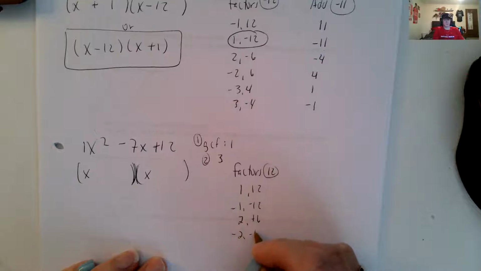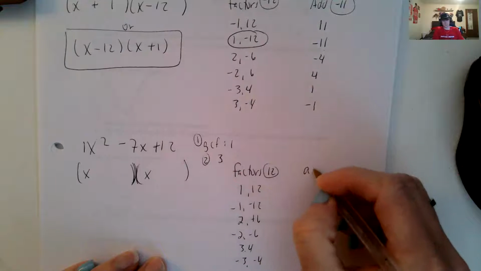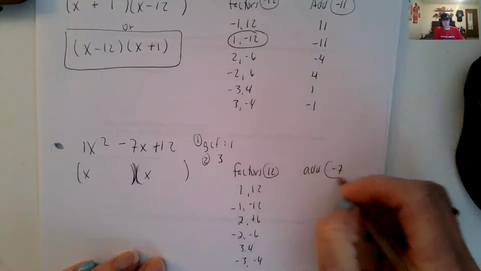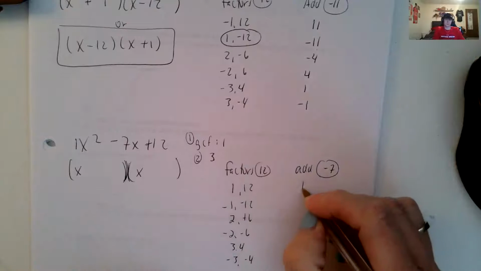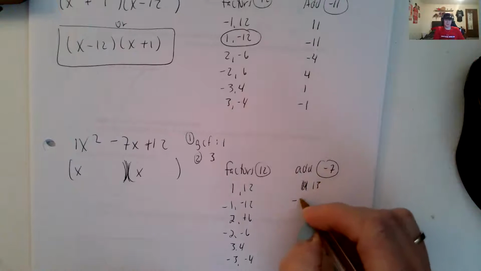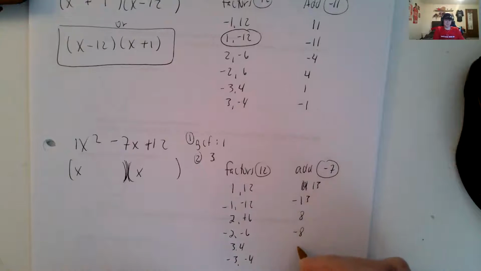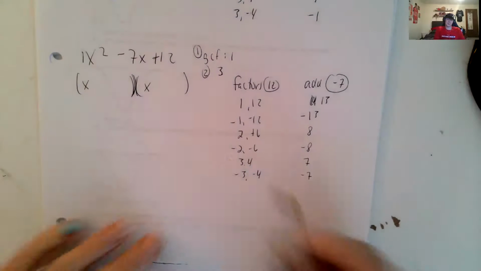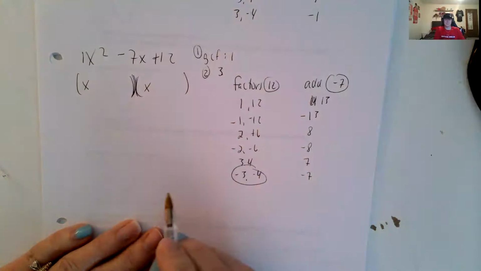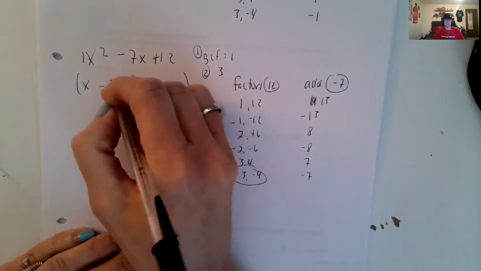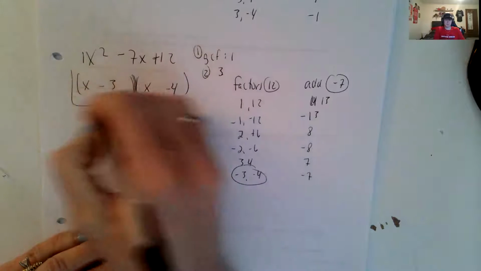So negative 2 and negative 6, 3 and 4, negative 3 and negative 4. And then they need to add this time to make a negative 7. And so I've got negative 13, negative 8, and negative 7. So this time the magic pair is this pair right here, x minus 3, x minus 4.